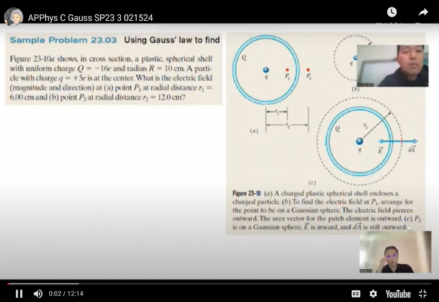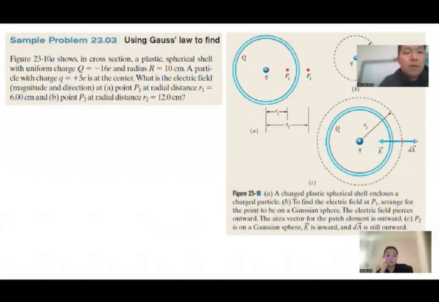Figure 23-10A, the one on the right, shows a cross section. A plastic spherical shell with a uniform charge Q of minus 16e and a radius R of 10 centimeters. A particle with a charge of 5e is at the center. What is the electric field at point P1 at radial distance 6 centimeters, and at point P2 at radial distance 12 centimeters? So basically, this is a typical problem using Gauss's law.